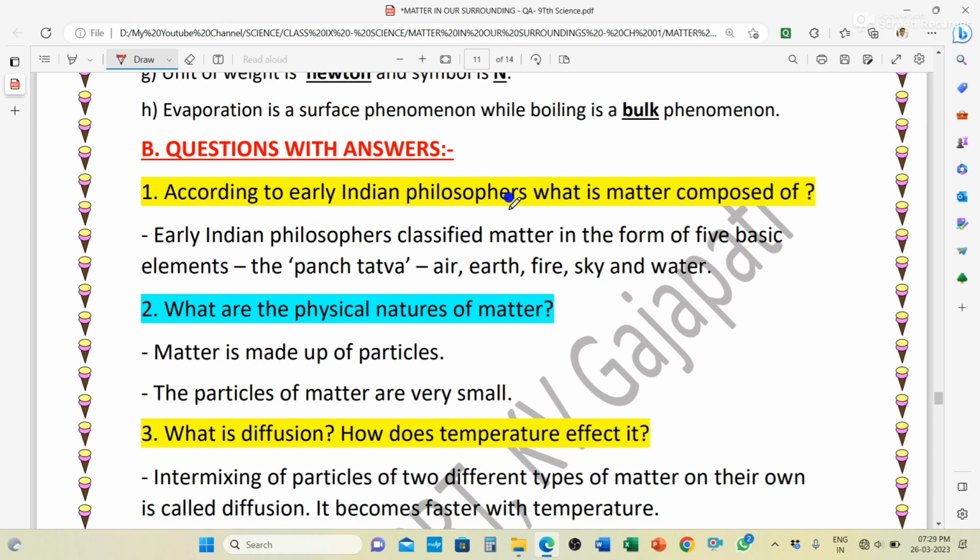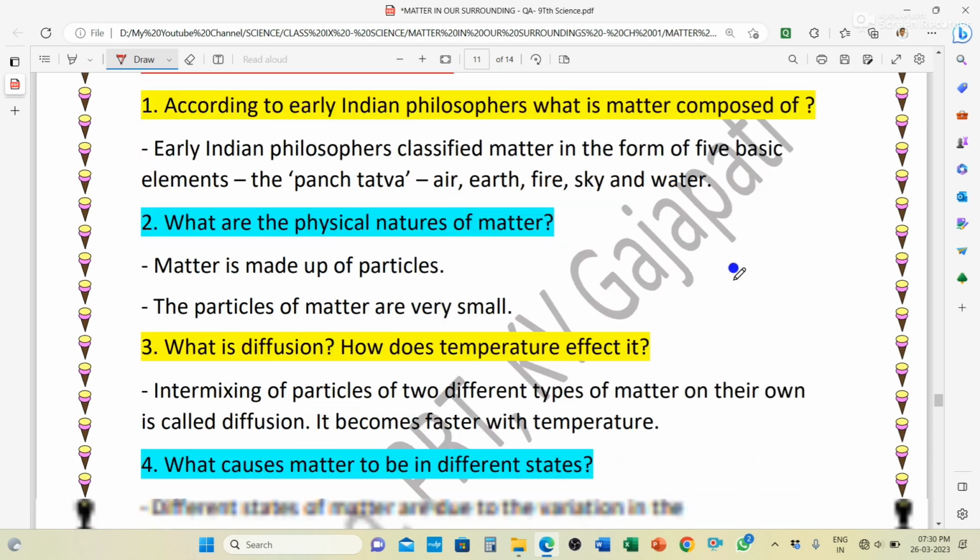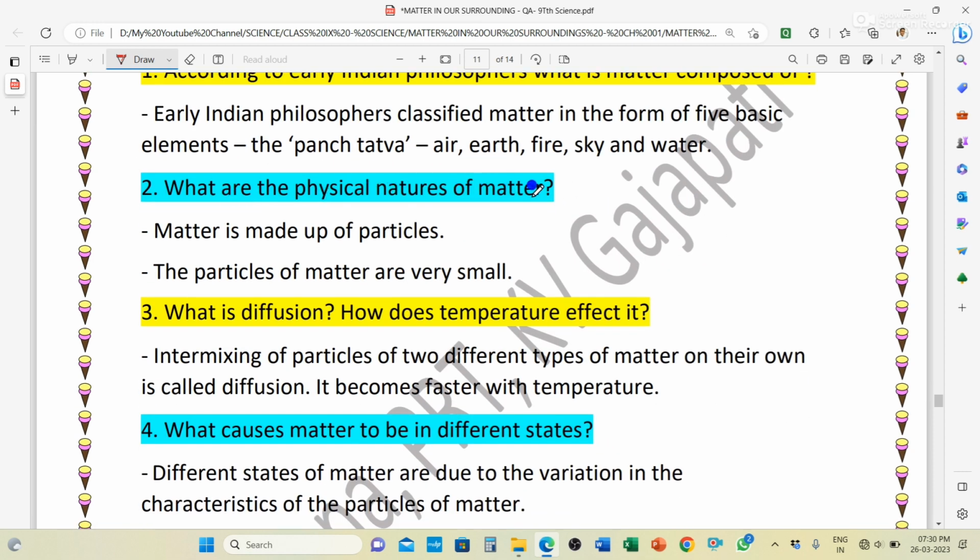According to early Indian philosophers, what is matter composed of? Early Indian philosophers classified matter in the form of 5 basic elements, the Panchatattva. Those are air, earth, fire, sky and water. What are the physical natures of matter? Matter is made up of particles. The particles of matter are very small.